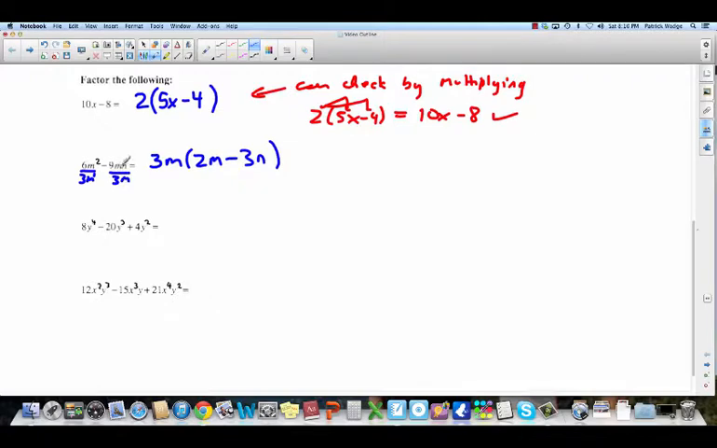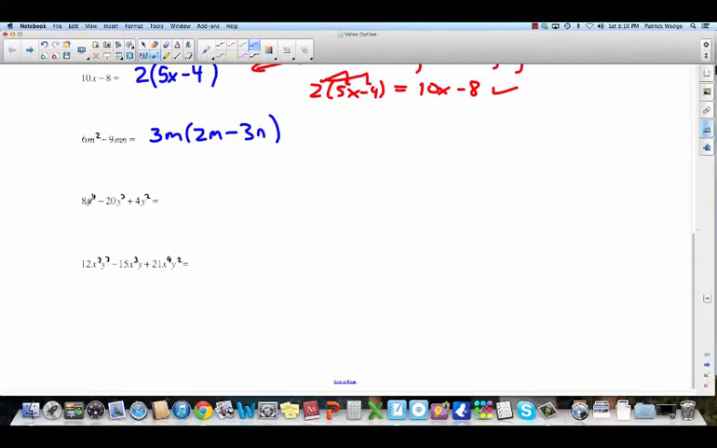M divided by m, well, those would cancel, and you're just left with 1n. So whichever method works best for you. I'll just erase this. Okay, next one, greatest common factor, 3 terms this time, so we need the greatest common factor of all of them. Biggest number that goes into 8, 20, and 4?